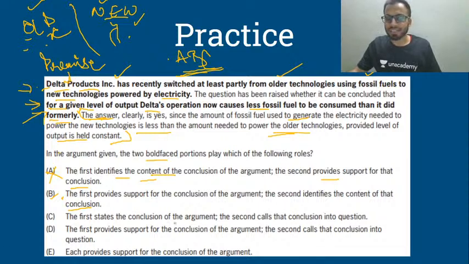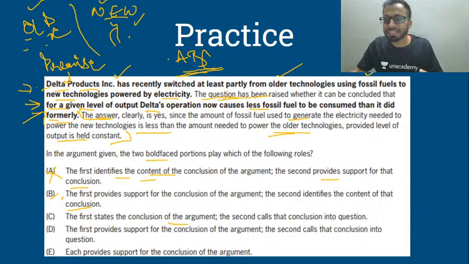The first states the conclusion. First is not stating the conclusion, number one. Second calls that conclusion into question. Now understand, second is not calling the conclusion into question, rather this phrasing: the question has been raised whether it can be concluded. This is not calling the conclusion into question.